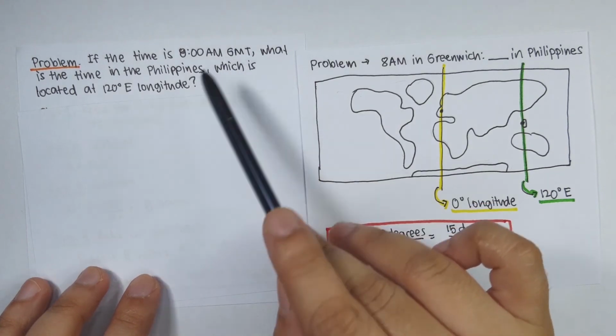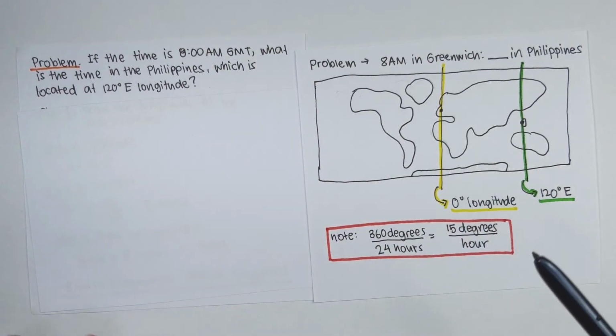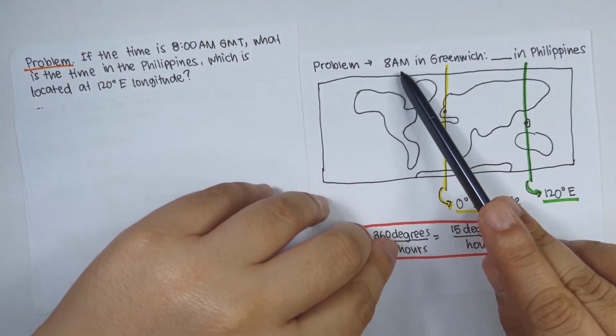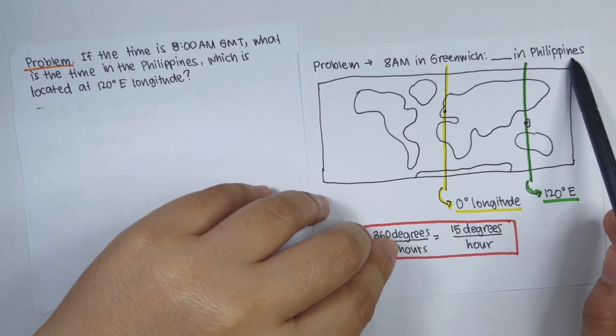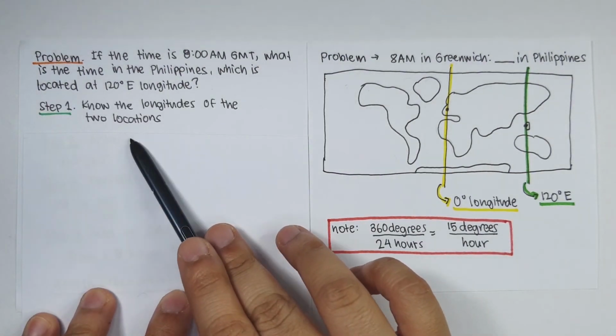Now, GMT means Greenwich Mean Time. That means to say that at Greenwich, England, the time now is 8 in the morning. The question is, if it is now 8 a.m. in Greenwich, what time is it now in the Philippines? So step number 1 is that you have to know the longitudes of the two locations.